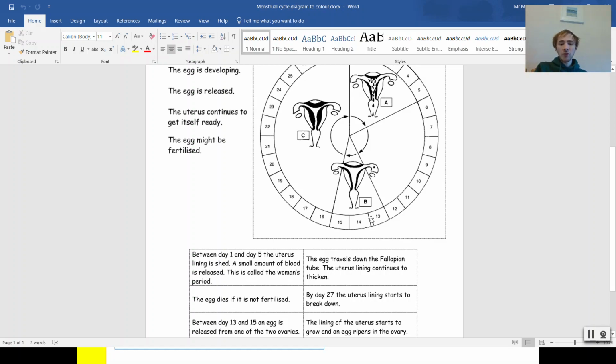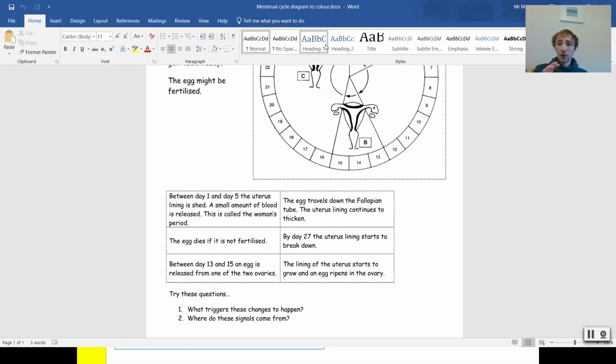The egg travels down the fallopian tube and the lining continues to thicken. That's happening all the way from 16 to 28. So the egg continues to travel down the fallopian tube to the uterus. If it's dead, it's released as part of the period. Then you've got by day 7, the lining starts to break down, about day 7. And the lining of the uterus starts to grow, and an egg develops in the ovary between day 6 and 12. So all the way from day 6 to 28, the lining is growing.